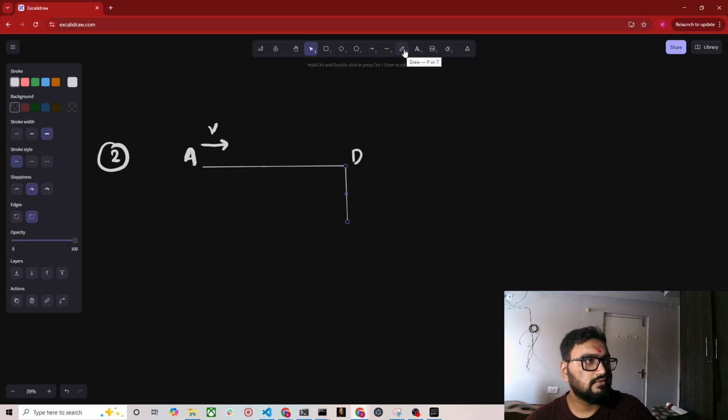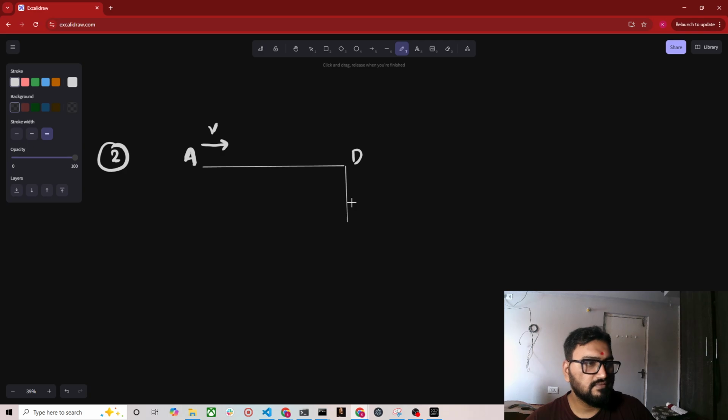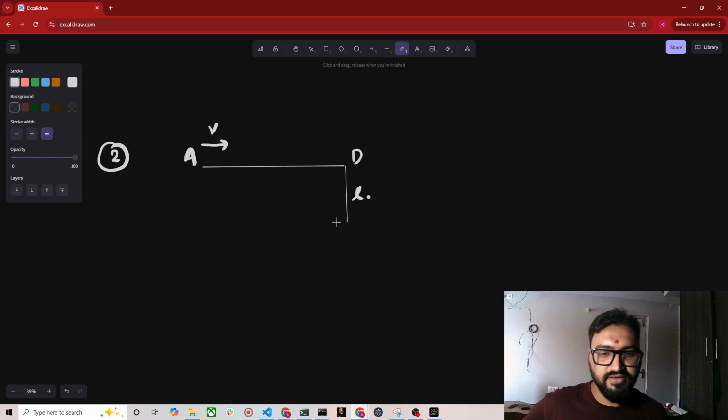perpendicularly to the highway, such that the point of intersection between this L and the highway is D. This is perpendicular to the highway, at a distance of L from the point D. Alright, so this is the point where the person is supposed to reach. Let's call this point B.